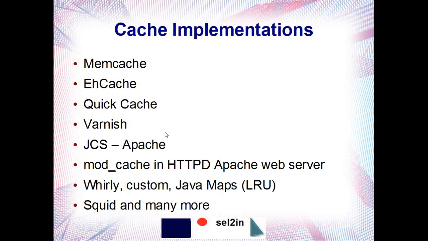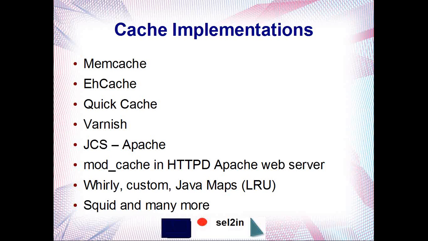So there are many cache implementations. One of the first ones which I used was called Whirly Cache, which is this simple Java code which you can drop into any application. It's one of the things which is now replaced by the LRU cache in Java, but it was one of the earlier ones. It was made, I think, about 10, 11 years back.